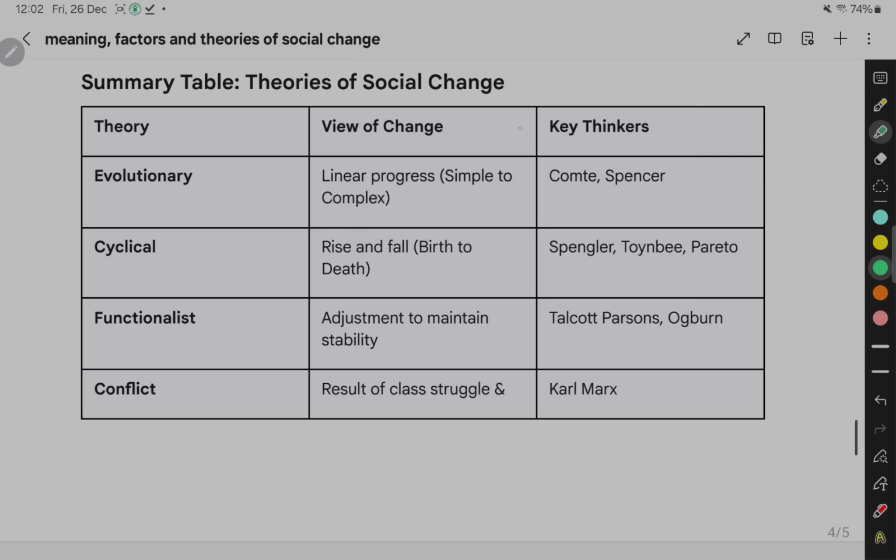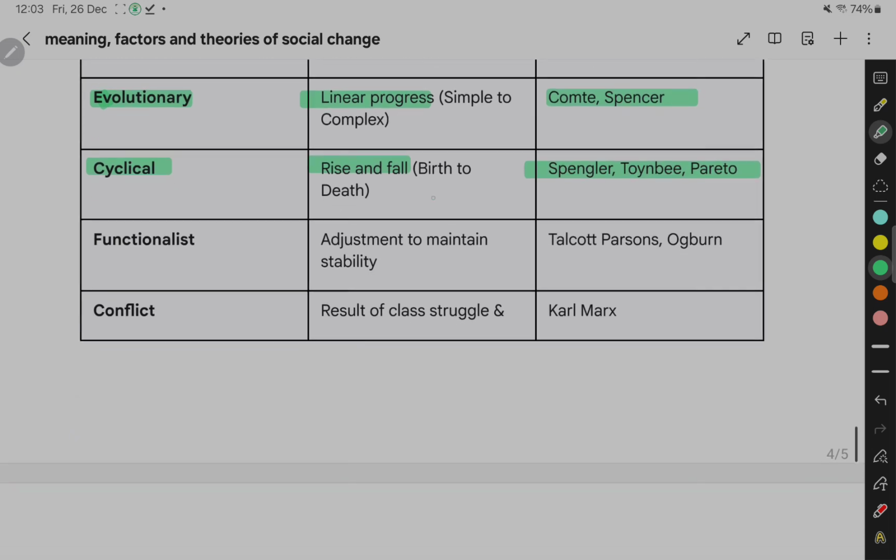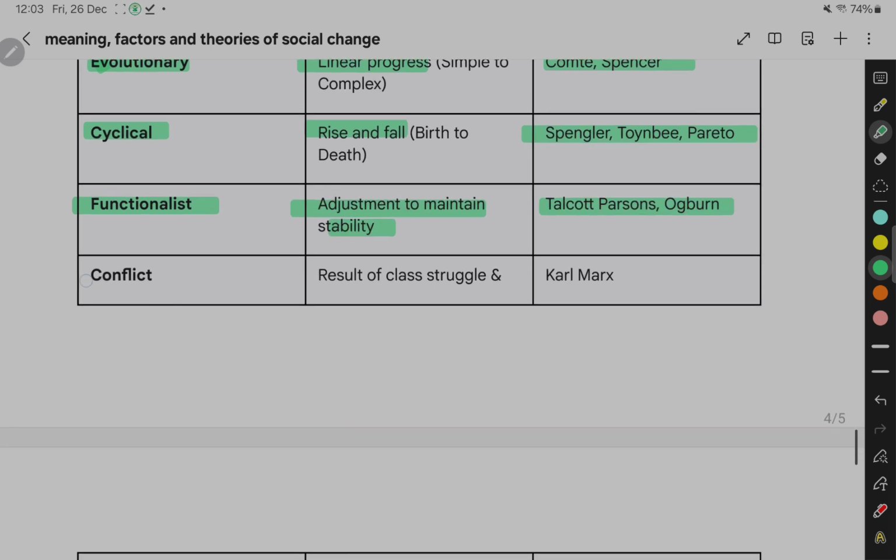Summary table: theories of social change. Theory, view of change, key thinkers. Evolutionary: linear progress, simple to complex; Comte, Spencer. Cyclical: rise and fall, birth to death; Spengler, Toynbee, Pareto. Functionalist: adjustment to maintain stability; Talcott Parsons, Ogburn. Conflict: result of class struggle and inequality; Karl Marx.